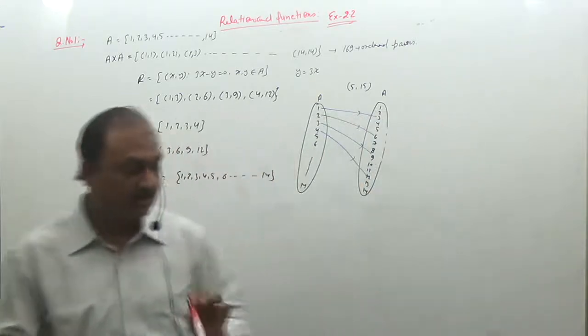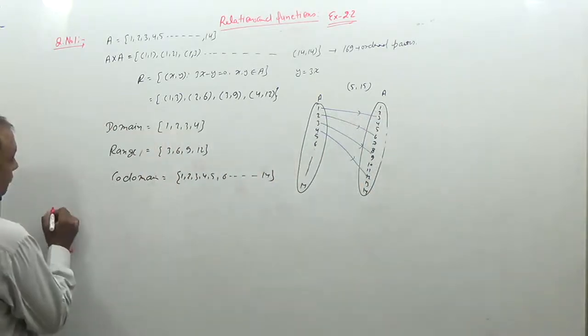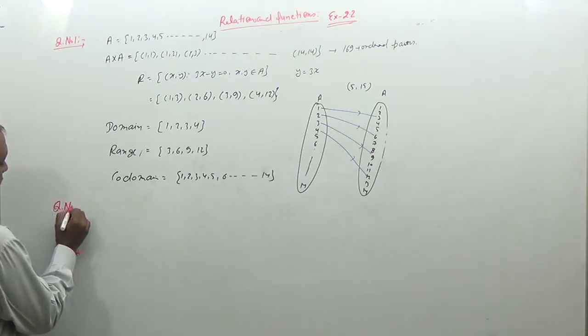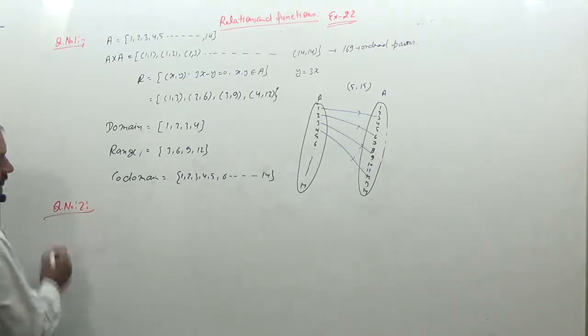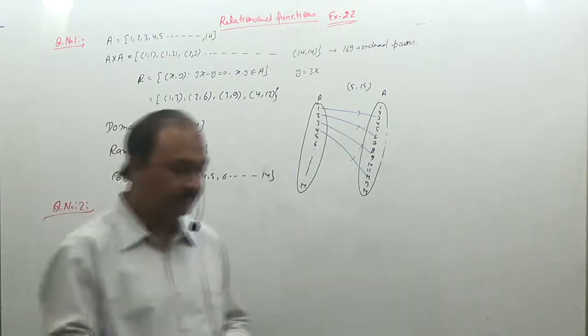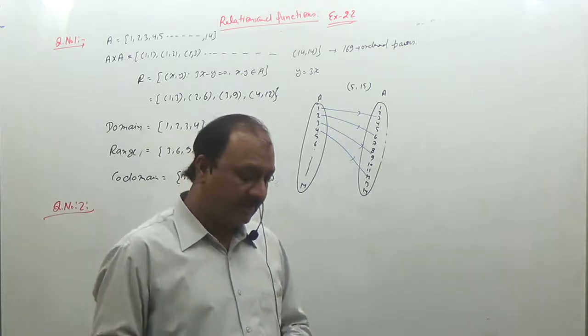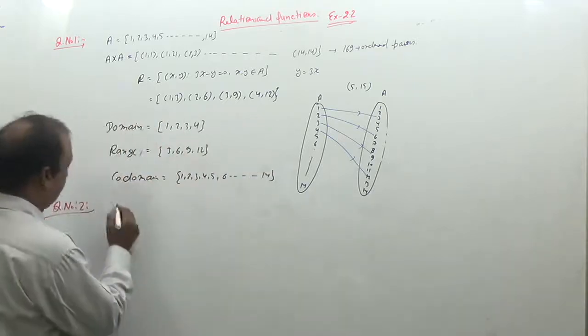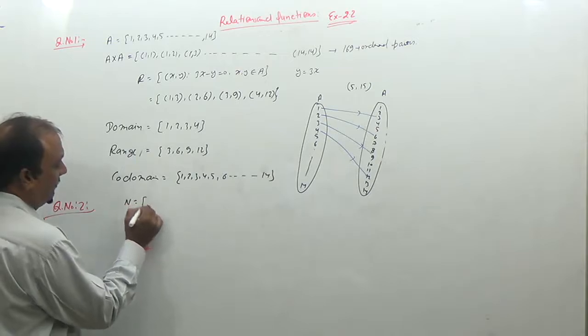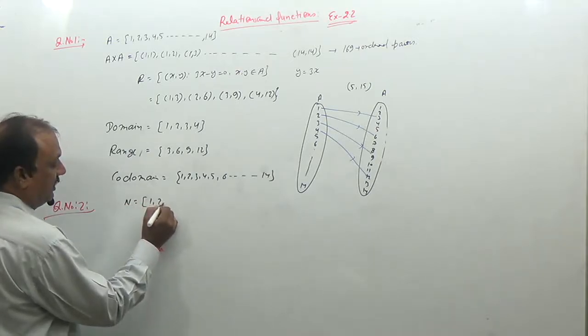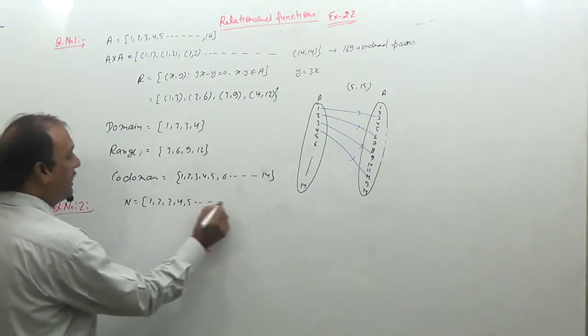Similarly, question number 2. The second question is: define a relation R on the set of natural numbers. So first of all, write down the given set. The set is the natural numbers 1, 2, 3, 4, 5 and so on.